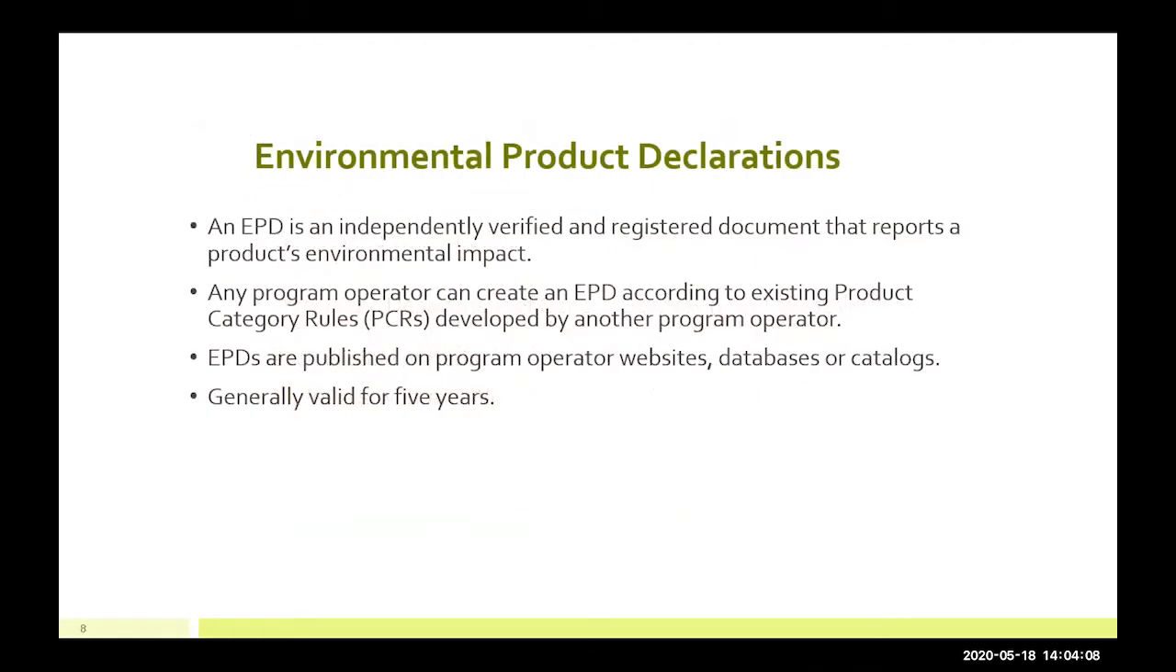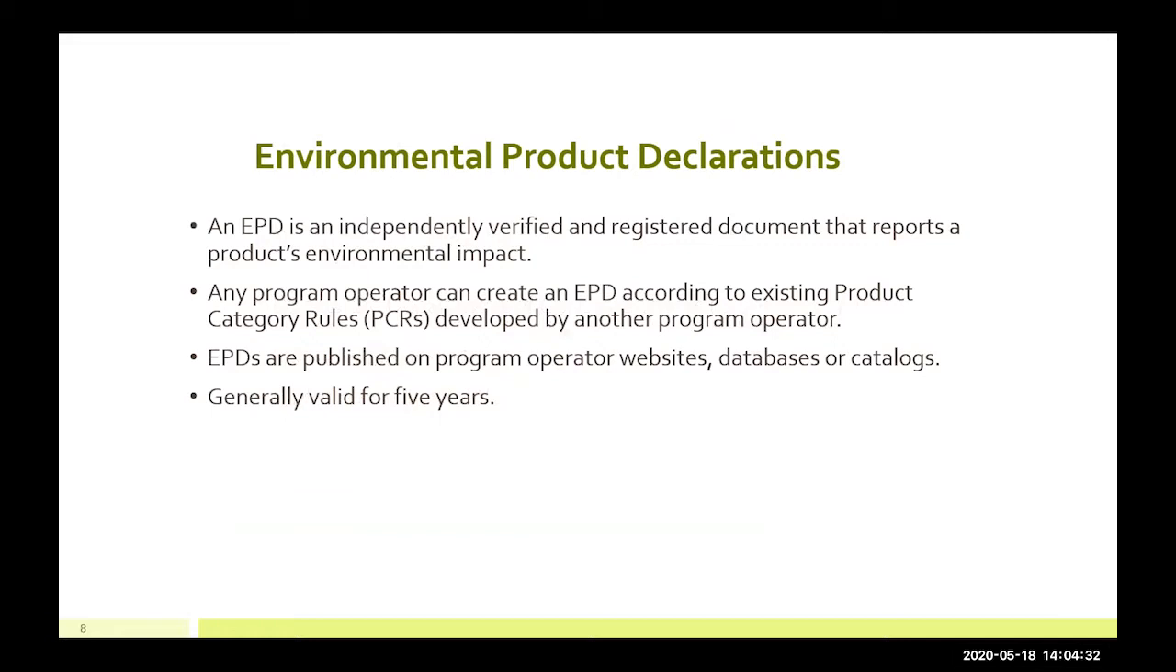So environmental product declarations, what is it? An EPD is an independently verified and registered document that reports a product's environmental impact. It's like the nutrition label for a building construction material. And any program operator can create an EPD according to existing product category rules developed by another program operator.